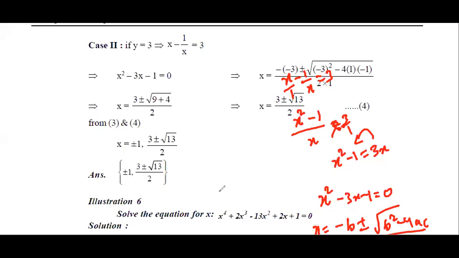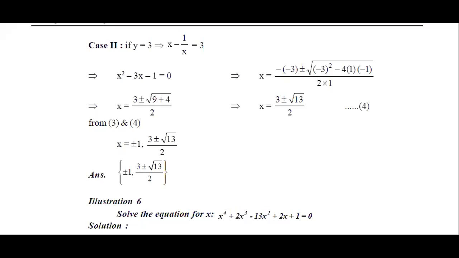Yes or no? Tell me, yes or no? I hope all of you understood this. Last step, once a formula, right? We have the formula x is equal to minus b plus minus root of b square minus 4ac by 2a. That is the formula.